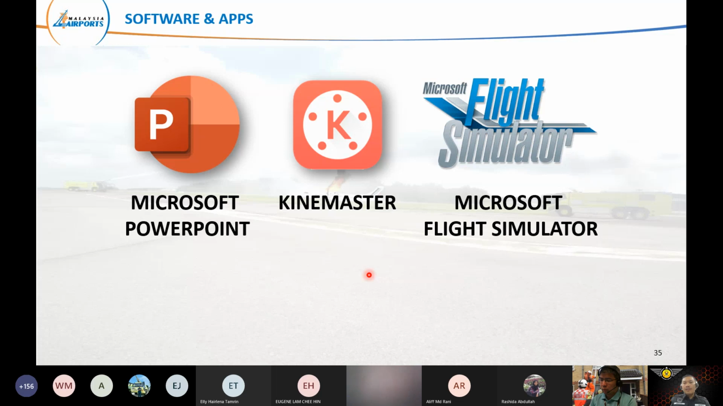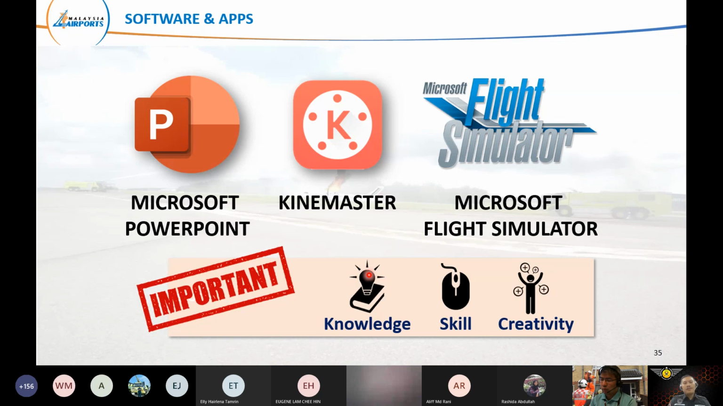Then we also utilize Microsoft Flight Simulator for our media injection. But most important is the knowledge of how to use those software, the skill, because if you don't have the skill, you cannot produce a good presentation as well as a good video. Then last but not least, the creativity also, because the angle of the footage and the flow of the footage need some creativity. Otherwise, the video will be dull and not interesting.